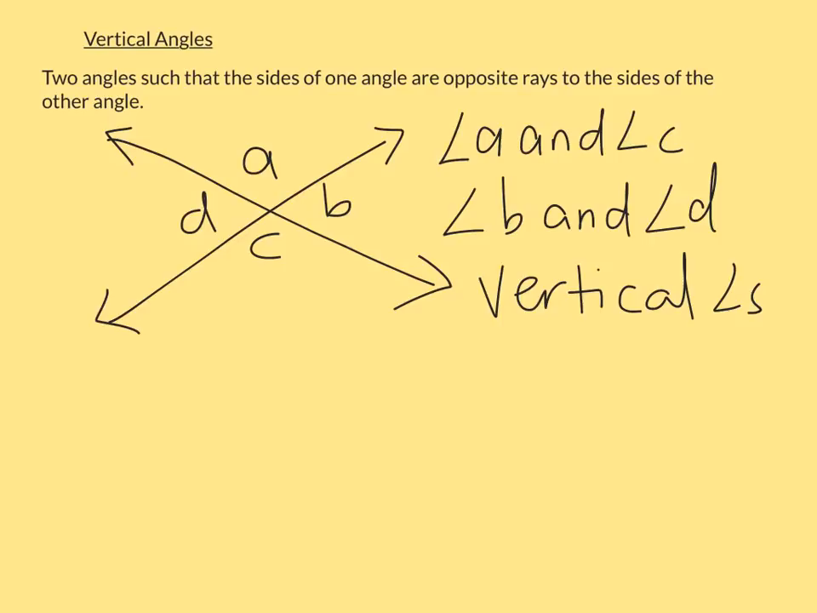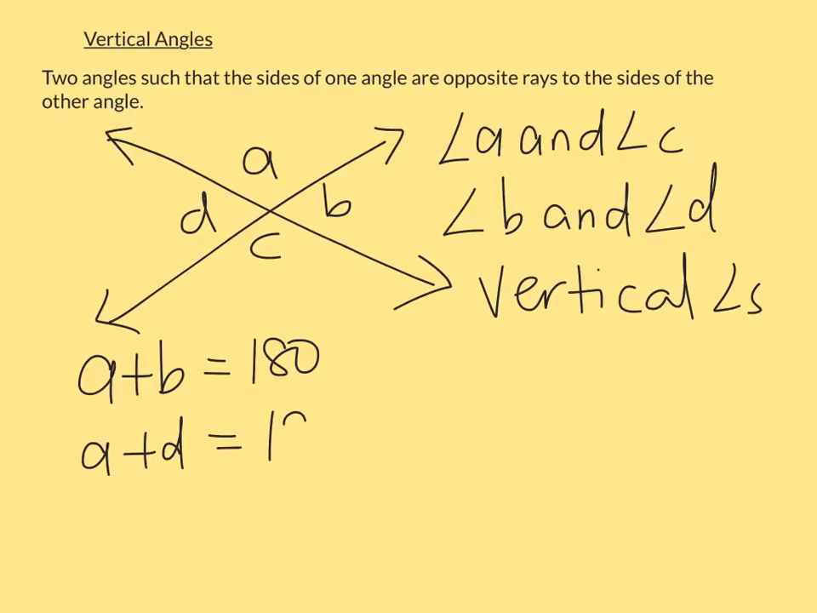There is a special theorem on vertical angles. So let's see, we know that angle A and angle B are supplementary angles. They add up to 180. And we also know that angle A and angle D are supplementary angles. They add up to 180. So if you look at these two equations, for this to work, angle B must equal angle D. So we call them, angle B and angle D are congruent angles. And same thing for angle A and angle C.